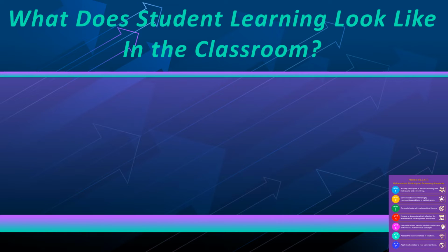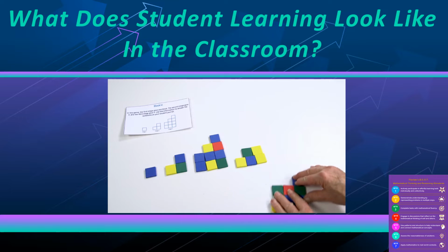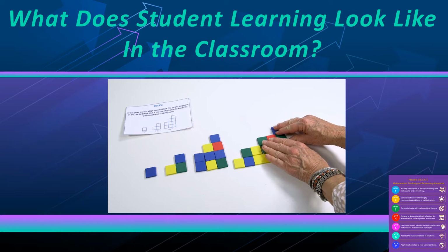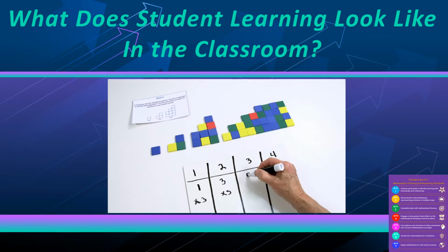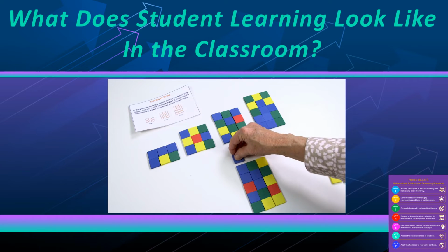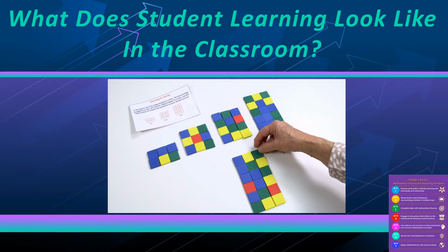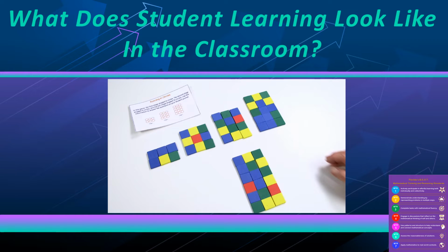So what does student learning look like in the classroom for this unit? Students will be creating numerical patterns. Students can use pattern blocks and color tiles and shape patterns to help them create that numerical pattern. They can then create a chart for their pattern in order to see what is happening. They can extend the pattern on, and they can also describe the rule given for the pattern.